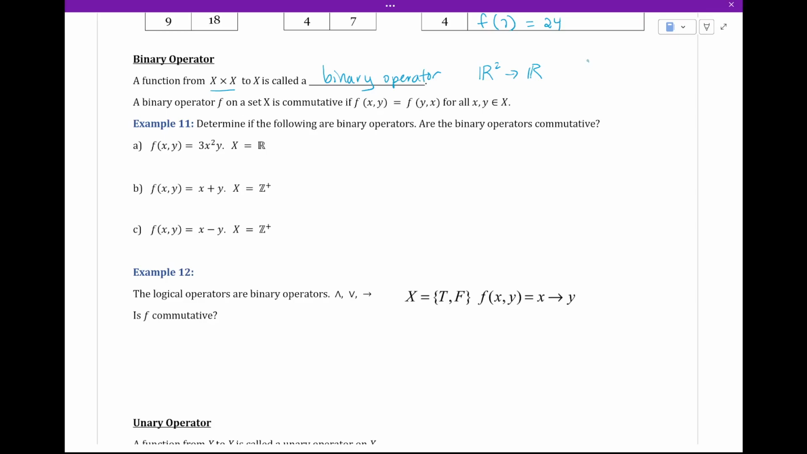So you can't say, well, let's do Z squared to R. That's not how it works. They have to be all the same. So you could do Z squared to Z. That would work.